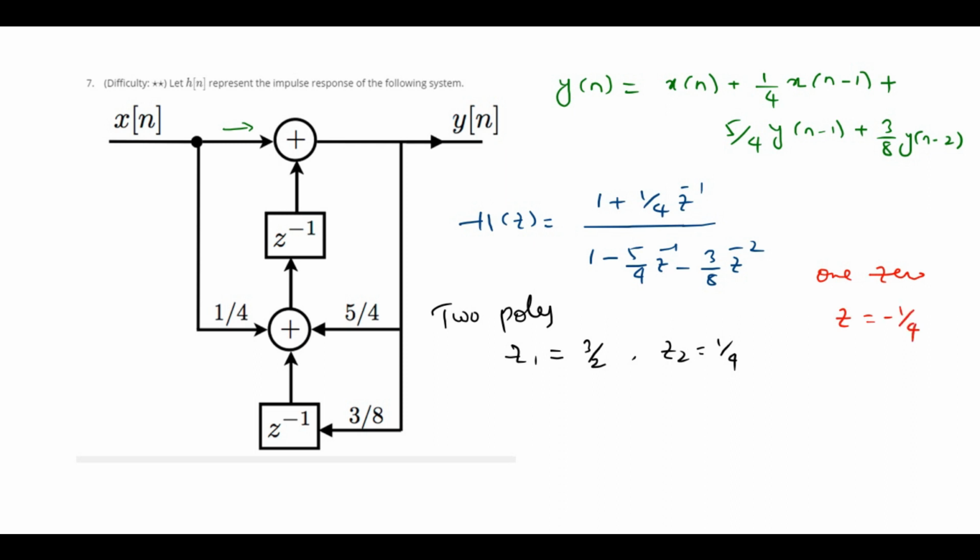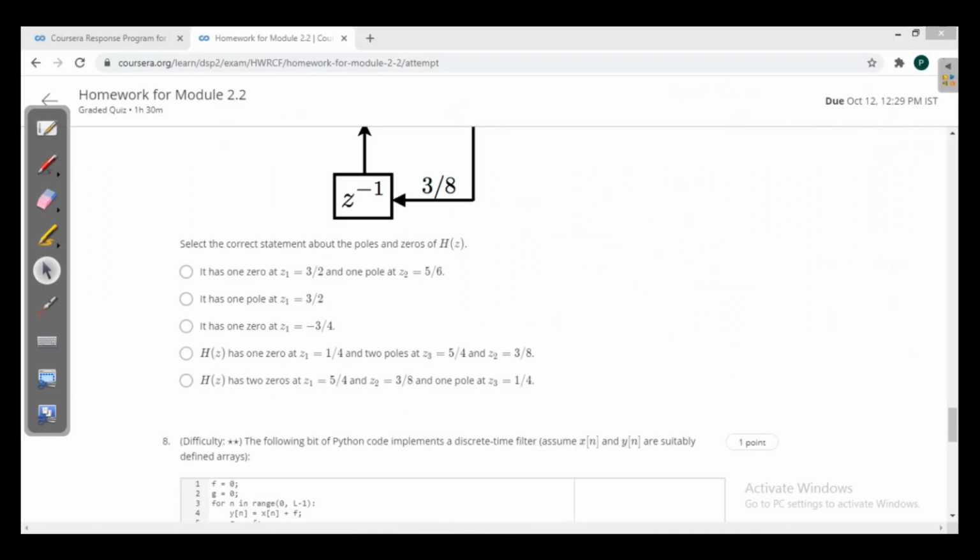Now see the options. We have three poles: one at 3 by 2, second at 1 by 4, and one zero at minus 1 by 4. Now it has one zero at z equal to 3 by 2 and one pole at z equal to 5 by 6. There is no pole at 5 by 6. It has one pole at z1 equal to 3 by 2. So this is right. We have one pole at 3 by 2, and it has one zero at minus 1 by 4. H of z has one zero at 1 by 4, no, minus 1 by 4, and the poles are also wrong. And H of z has two zeros, no, having only one zero. So only one option is correct.